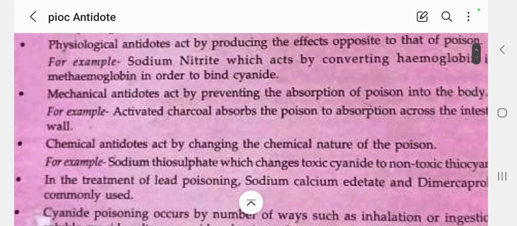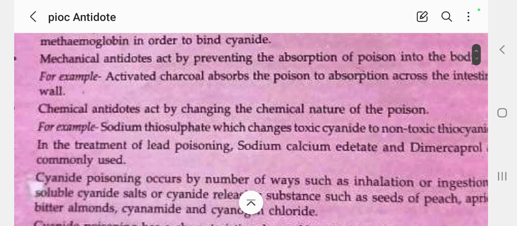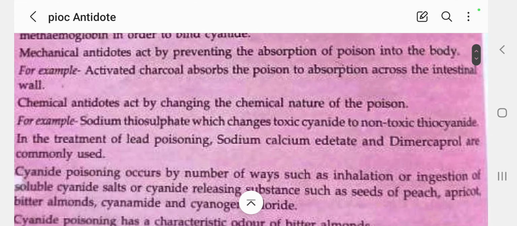Next one, a chemical antidote acts by changing the chemical nature of the poison. For example, sodium thiosulfate, Na2S2O3, which changes toxic cyanide to non-toxic thiocyanate. This is also for a cyanide case. In treating cyanide poisoning, sodium nitrite is used as the physiological mechanism, and sodium thiosulfate overall changes the chemical nature of the poison, which is the chemical antidote mechanism.